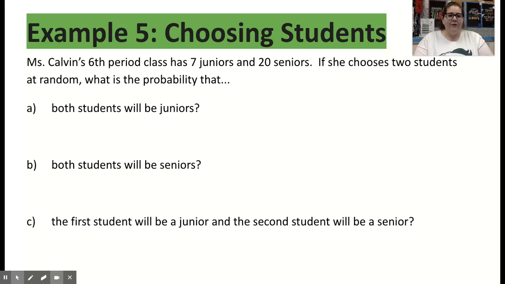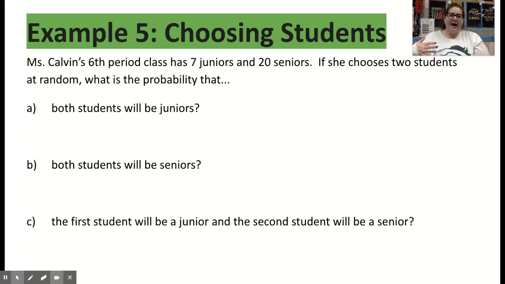It's the same as Calvin, that's me. Sixth period class has 7 juniors and 20 seniors. If she chooses 2 students at random, so we're choosing 2 students, what is the probability of that? So if I'm choosing 2 students, it's kind of implied that I want 2 different students. So I'm choosing students without replacement. I'm going to choose one, and then of the remaining, I'm going to choose another.